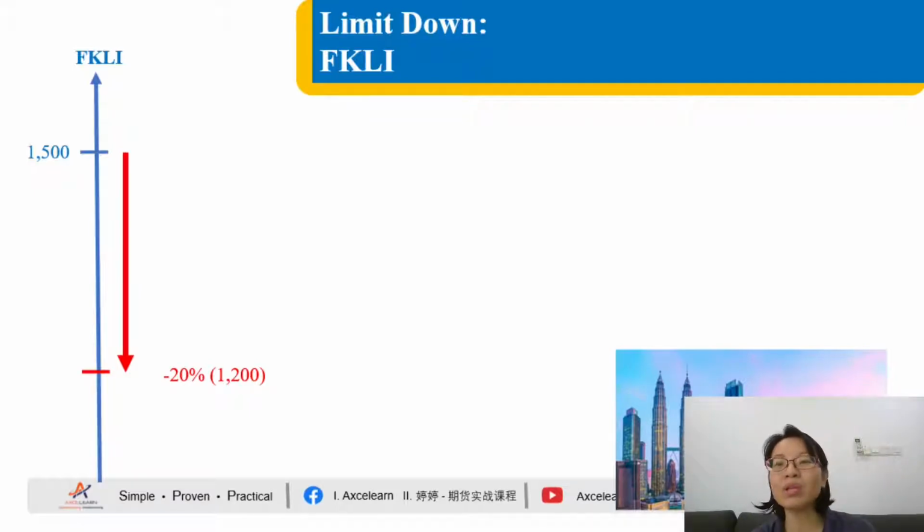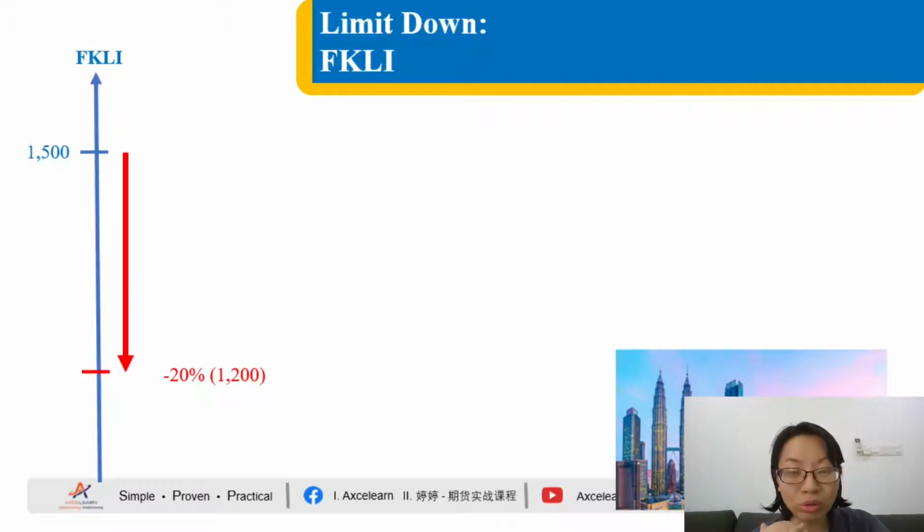But normally we suffer limit down because of fear, market fear, then people are dumping or throwing. That's the reason that causes the market to go further lower. But on the upside, normally people will not have the fear or rush to buy in this kind of situation. So we are looking at limit down more. So for Malaysia, for FKLI, we have limit down.